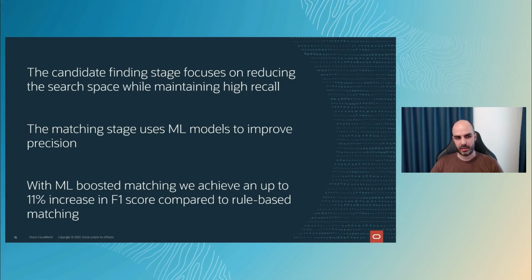With this combination, we are able to improve the F1 score compared to the rule-based matching by 11%. So we can tell that the machine learning part of this really has a significant impact here.